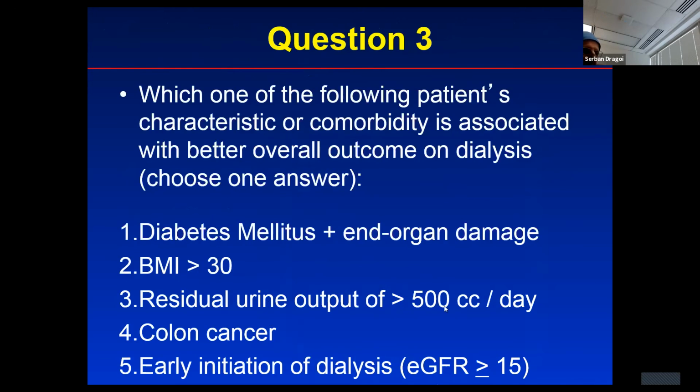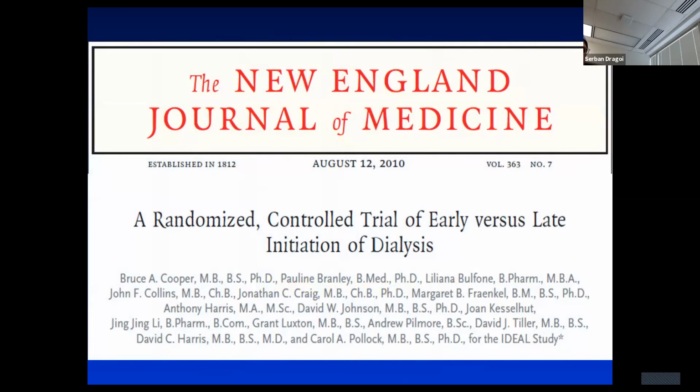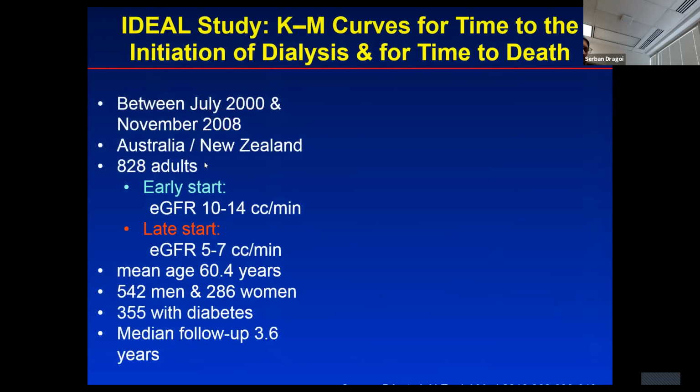Over 500 cc's a day of urine output is considered significant urine output. And that brings us to the idea, when should we start patients on dialysis? It's a very hotly debated topic right now. Even 10 years ago, we had this Australia and New Zealand study called the IDEAL study, published in the New England Journal, that showed that a late start with a GFR of 5 to 7 is non-inferior to an early start at a GFR of 10 to 14.